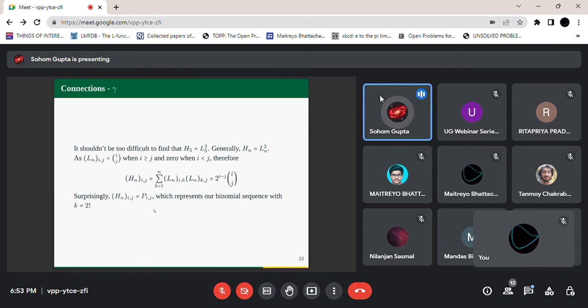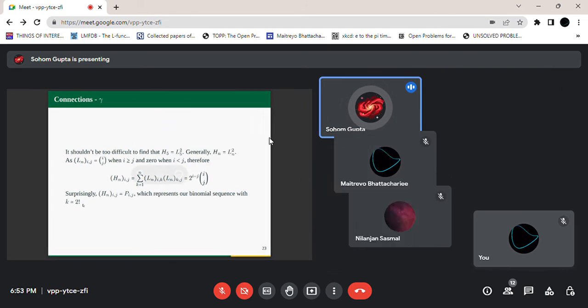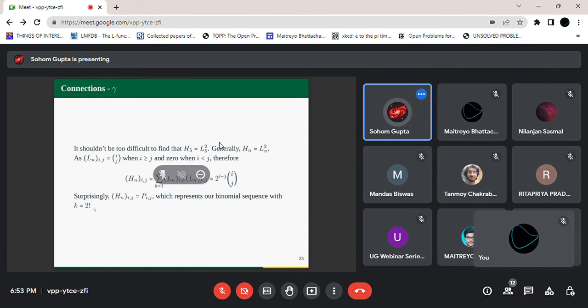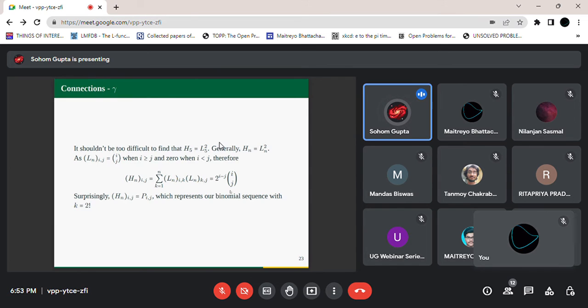So therefore, H(i, j) is P(i, j), and what is P(i, j) in our case? It's just the binomial family with n equals i and r equals j. Which is exactly our binomial sequence with weight k equals 2. And you can have a gut feeling that as we try taking the higher powers, L cubed, L to the fourth, we can basically go to the k values of 3, 4. Like here, instead of 2, maybe 3, 4, 5, 6, and so on.